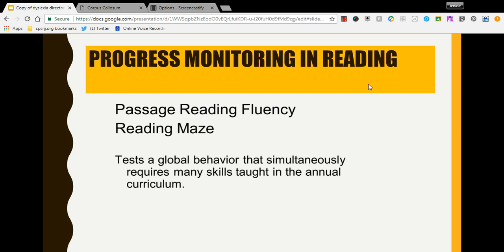Progress monitoring reading. So we want to look at passage reading fluency, reading maze. These test global behavior that look at many different skills taught in the annual curriculum. So this is a way to do a cumulative measure of how they're taking the interventions you're providing them in a very systematic way and able to apply it in different types of tasks that involve reading.